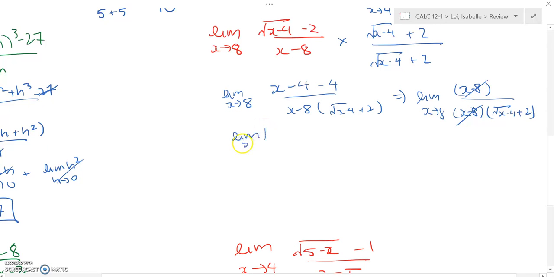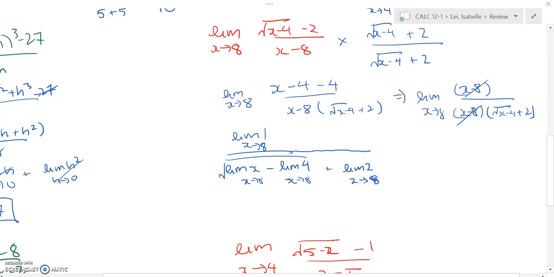So it becomes the limit of 1 as x approaches 8 over the limit of the root of x minus 4, minus the limit of 4 as x approaches 8, plus the limit of 2 as x approaches 8. And then by plugging in numbers, this gives us 1 over the root of 8 minus 4 plus 2, equals 1 over root of 4, which is 2, plus 2, equals 1 over 4.